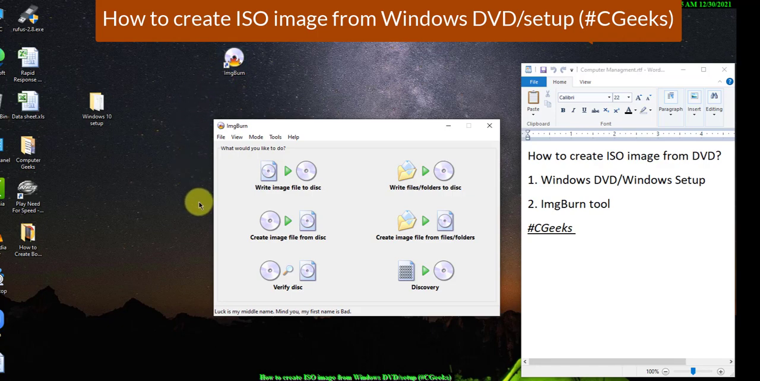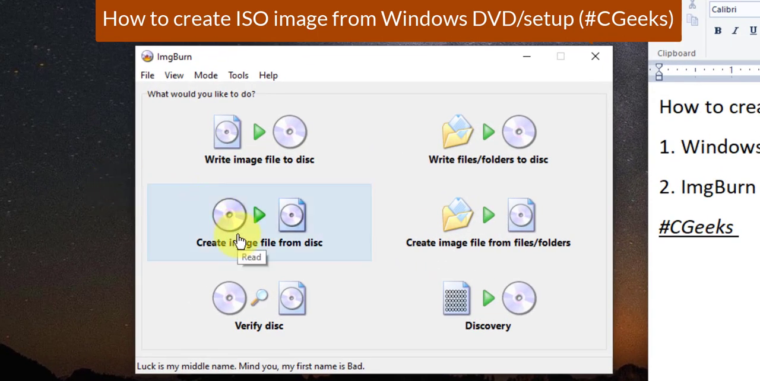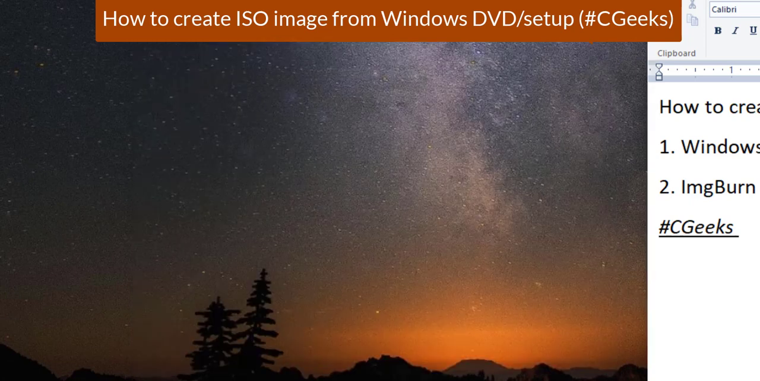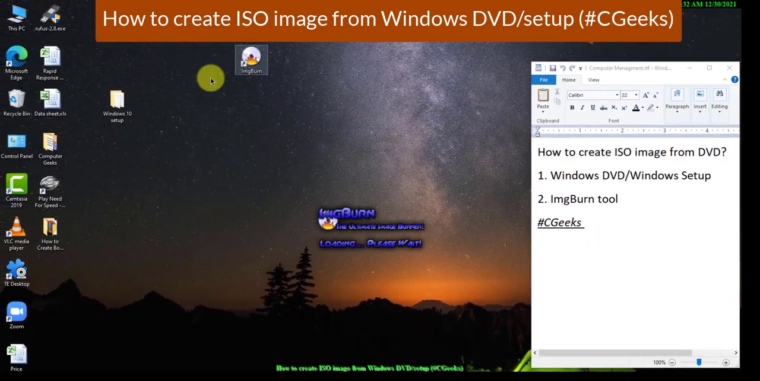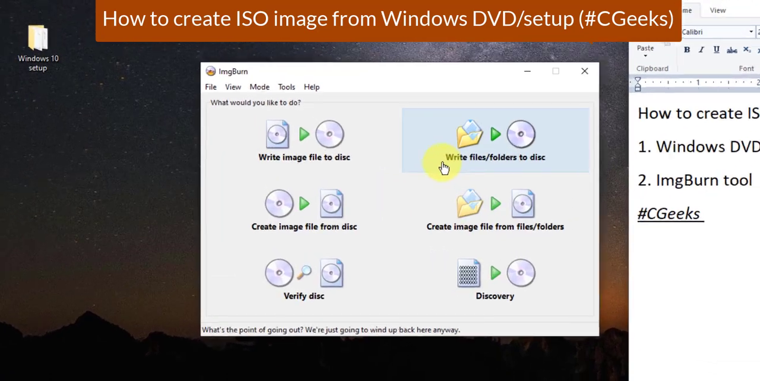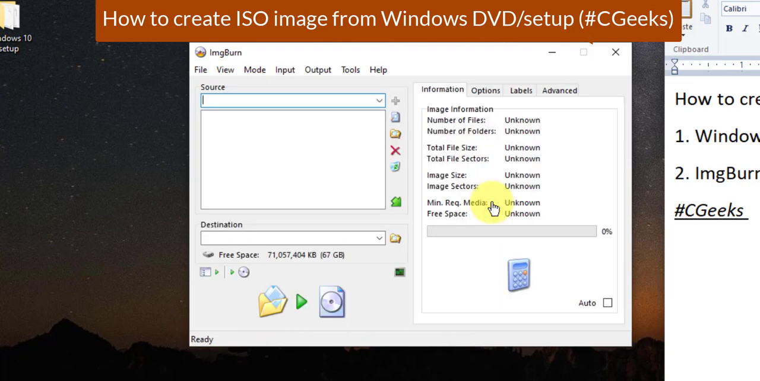So if you are converting an ISO image directly from disk, you will choose this option, create image file from disk. You will just select the disk here and convert it into an ISO image. I have the Windows 10 setup folder, so I will choose the next option, create image file from files or folders. So I will select this one.